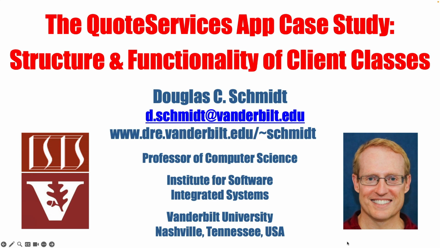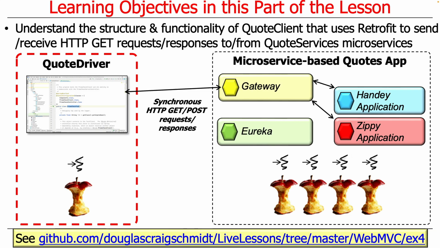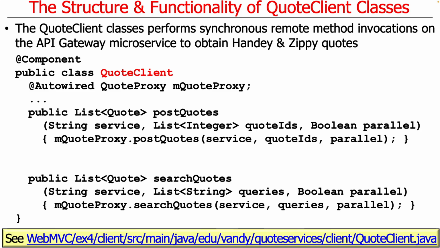So now that we've finished talking about the server side of our QuoteServices app case study, let's focus on the client side. We're first going to start by giving an overview of the structure and the functionality of the client side classes. And this, of course, is going to focus on the parts here on the left, since we've already talked about the parts on the right.